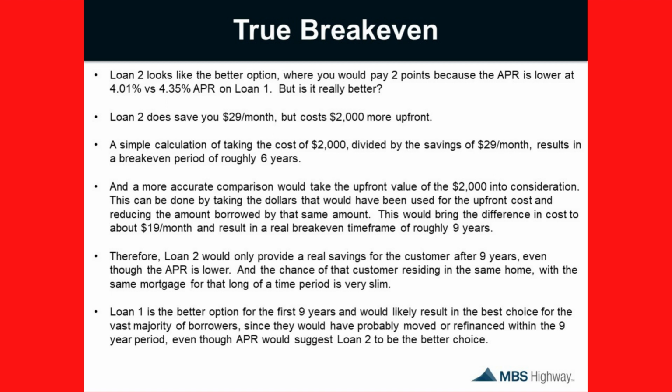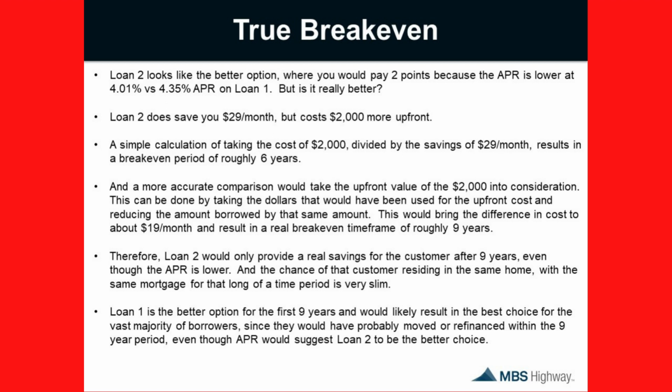Now, when we factor that same payment of $492 against that amount financed of $96,900, the savings between the two interest rates is actually only $19 a month. So when we take that same principal and interest payment and apply it to that new amount financed, it results in only a $19 a month savings at the lower interest rate.